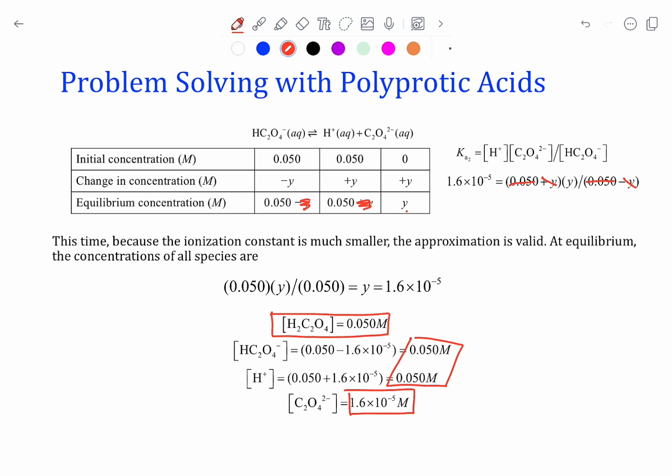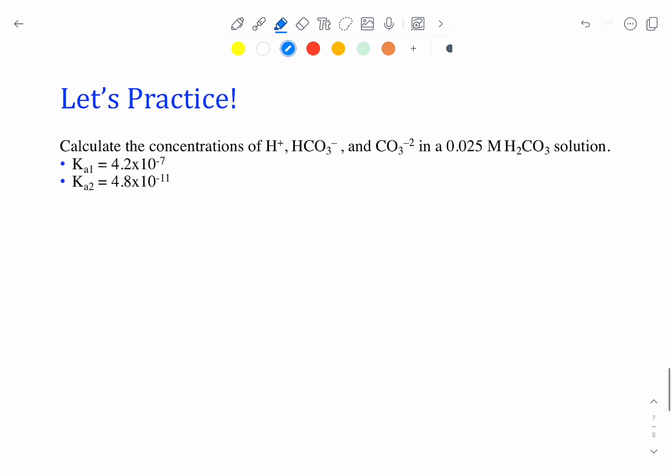So again, it's just two equilibrium problems, two weak acid problems. The only thing that we have to remember is that the equilibrium concentrations from the first ionization then become the initial concentrations for the second ionization. That's all that we have to do. There is nothing different in what we did except for plugging in initial concentrations for our second ionization. So let's do another practice problem with that.